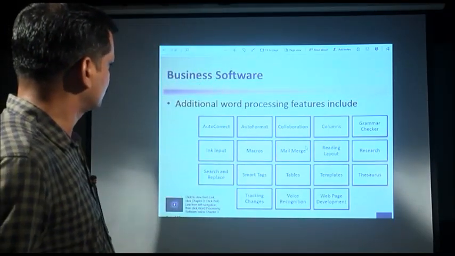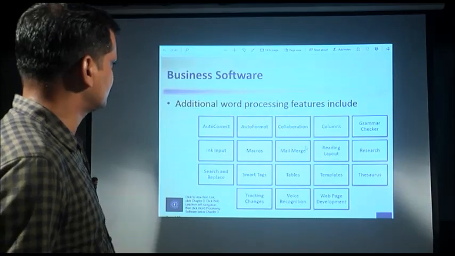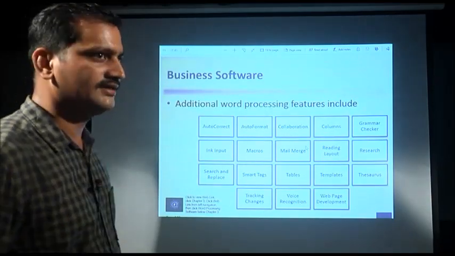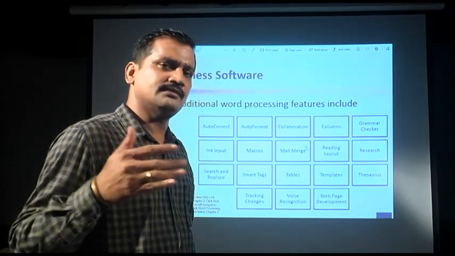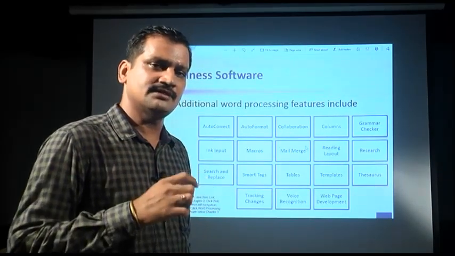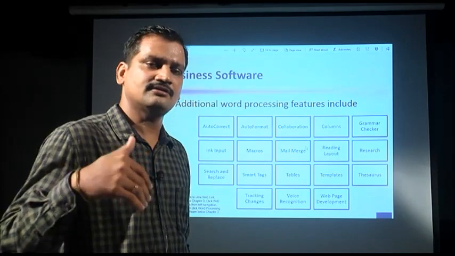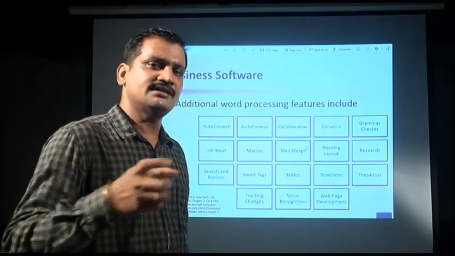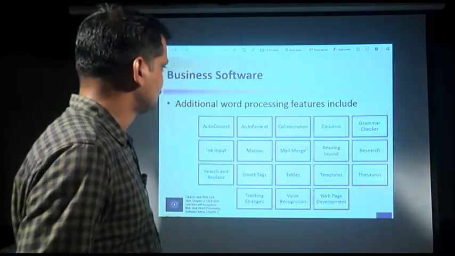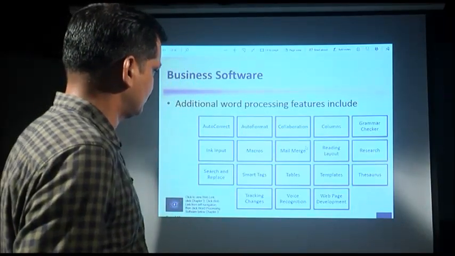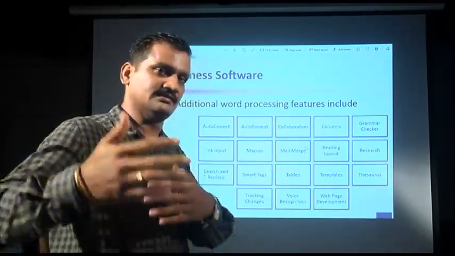Then macros: you can define a set of activities, that is called a macro. If you are doing some regular activity while using a document and that is not going to change usually, you can define it as a macro, record it, and run it whenever required. Then mail merge, to prepare a huge number of letters.